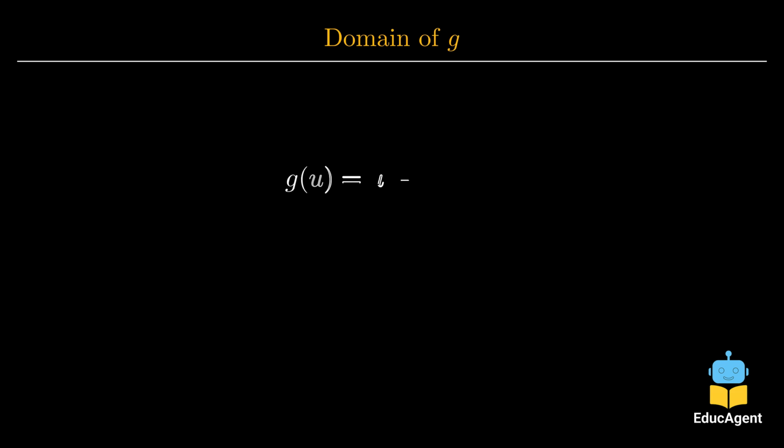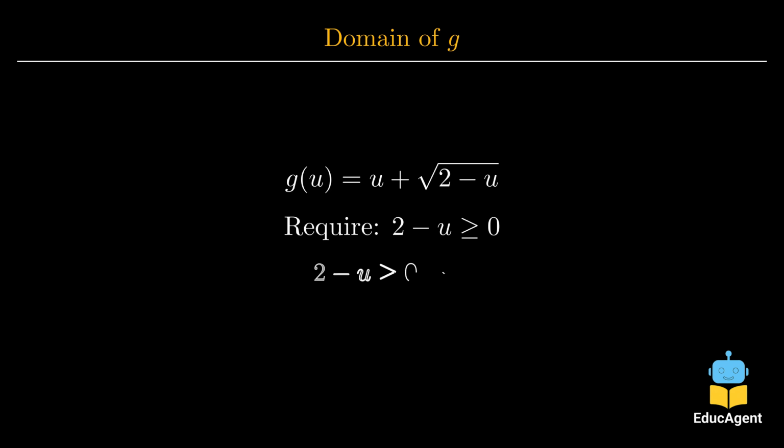Now we do the same domain check for g. Again, the radicand must be non-negative, so g has the same domain: all real numbers less than or equal to 2.